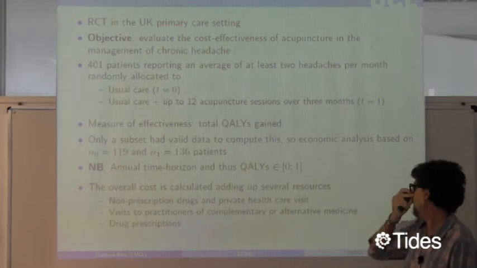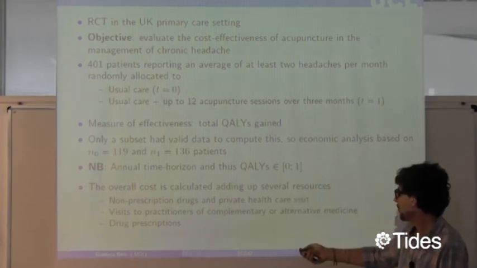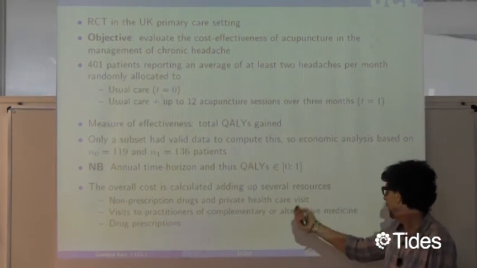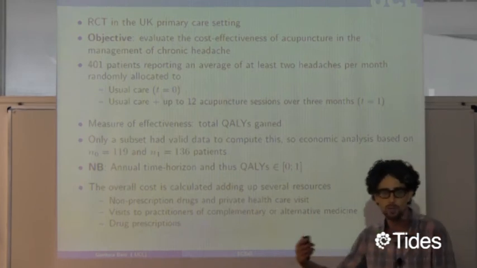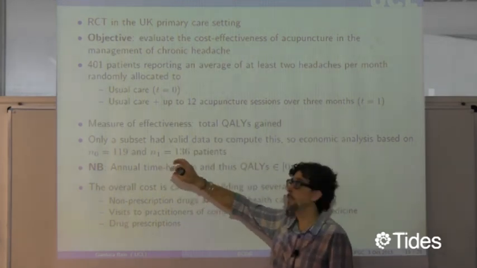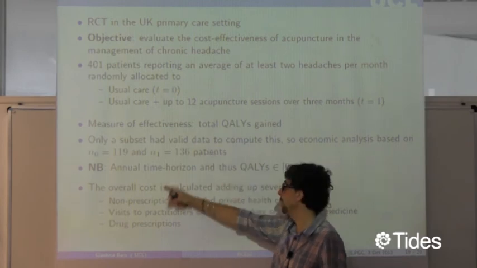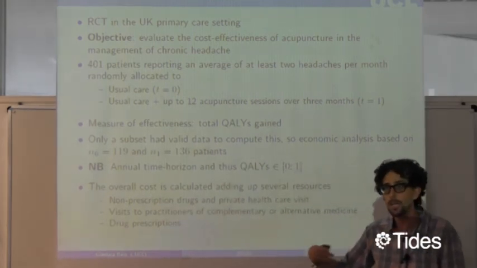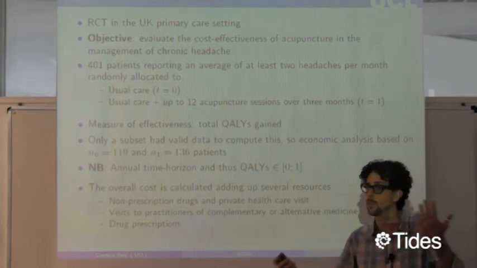The overall cost is calculated by adding up all the several components, and they are non-prescription drugs, visits to private health care, the visit to the people who are delivering the acupuncture intervention, prescription drugs, and so on. So, in any case, I do have my data set made by these two variables, E, which is the total QALY, a number between 0 and 1, and C, the total cost associated to each of these patients. And that includes whether they go to the acupuncture or not, whether they go to the doctor, whether they get pills or anything.